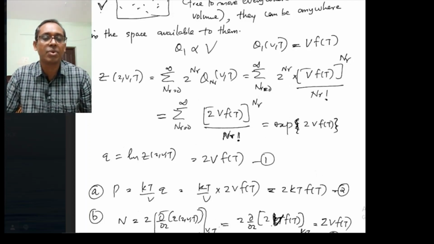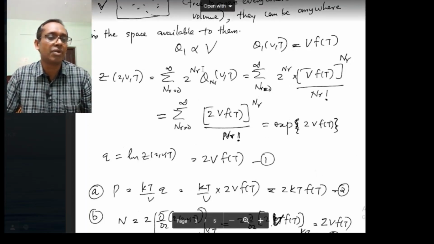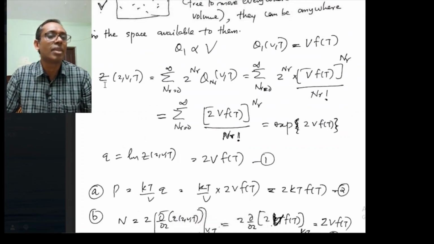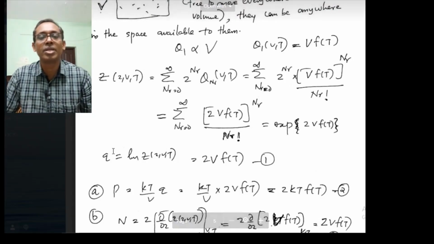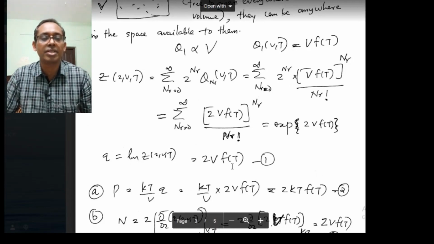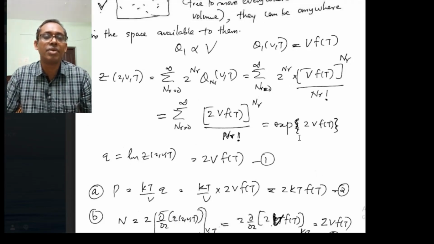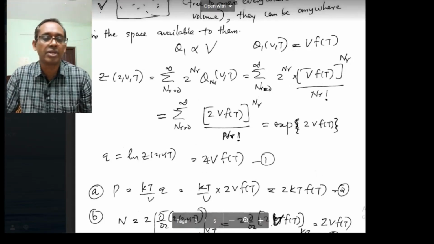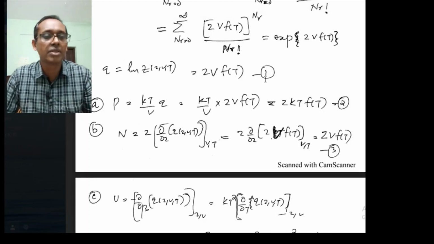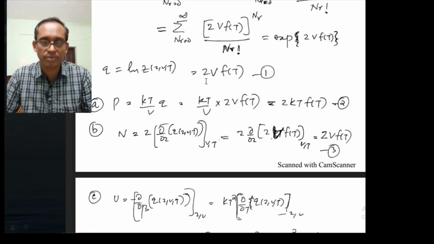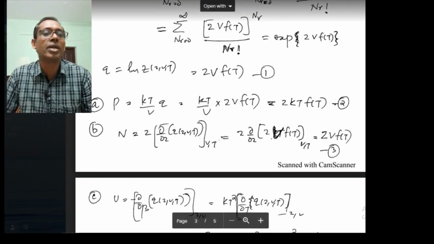So this is exp(zVf(t)). The partition function is exp(zVf(t)). So the Q potential is the log of the grand partition function, that is equal to zVf(t), because we are taking the log of exp(zVf(t)). So we have found the grand partition function, and then we have got the Q potential.